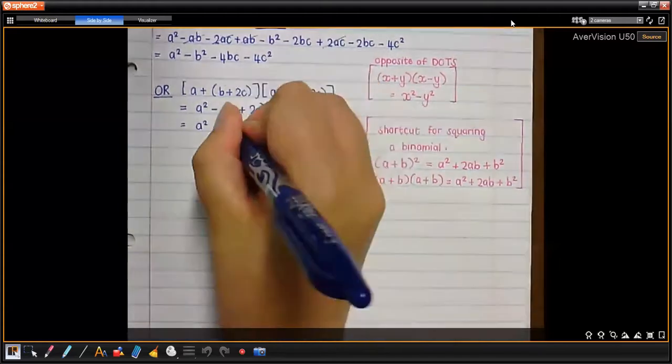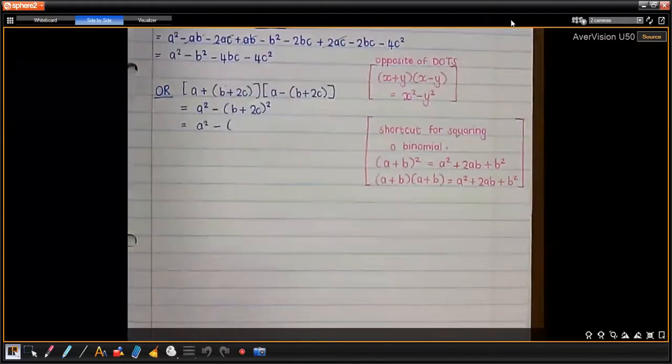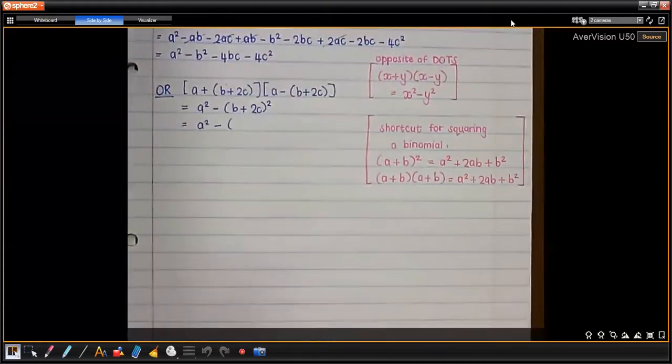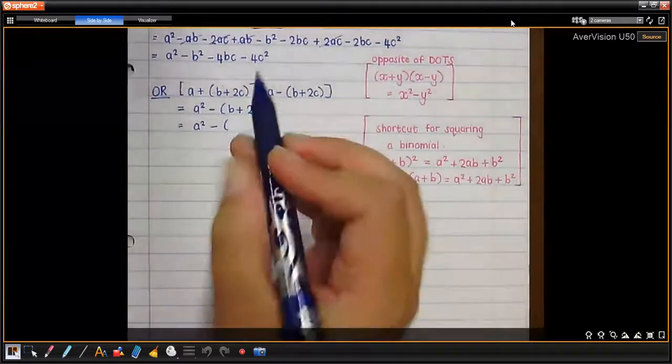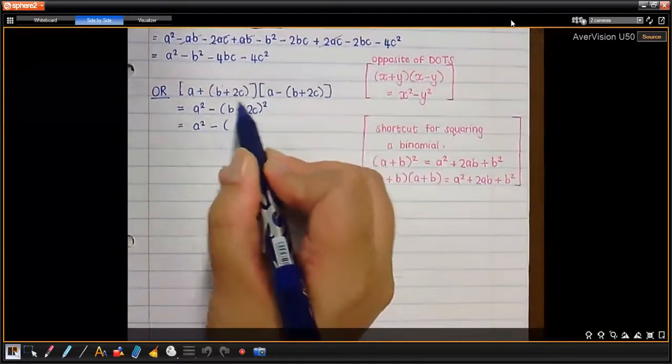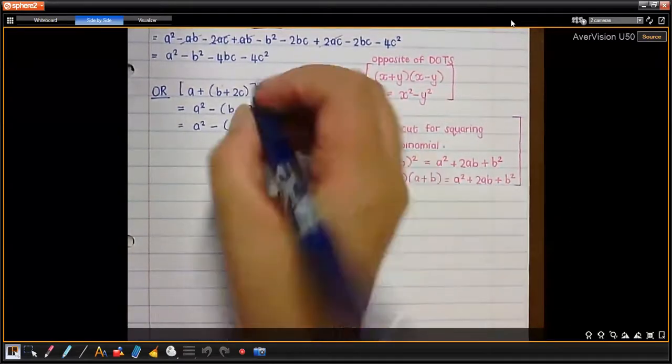Yes, I need to put my product here in brackets. Because that's very important, guys. If you don't put your product in brackets, you're going to get it wrong. Okay, let's practice the shortcut now. What is the first term? Squared. B squared.